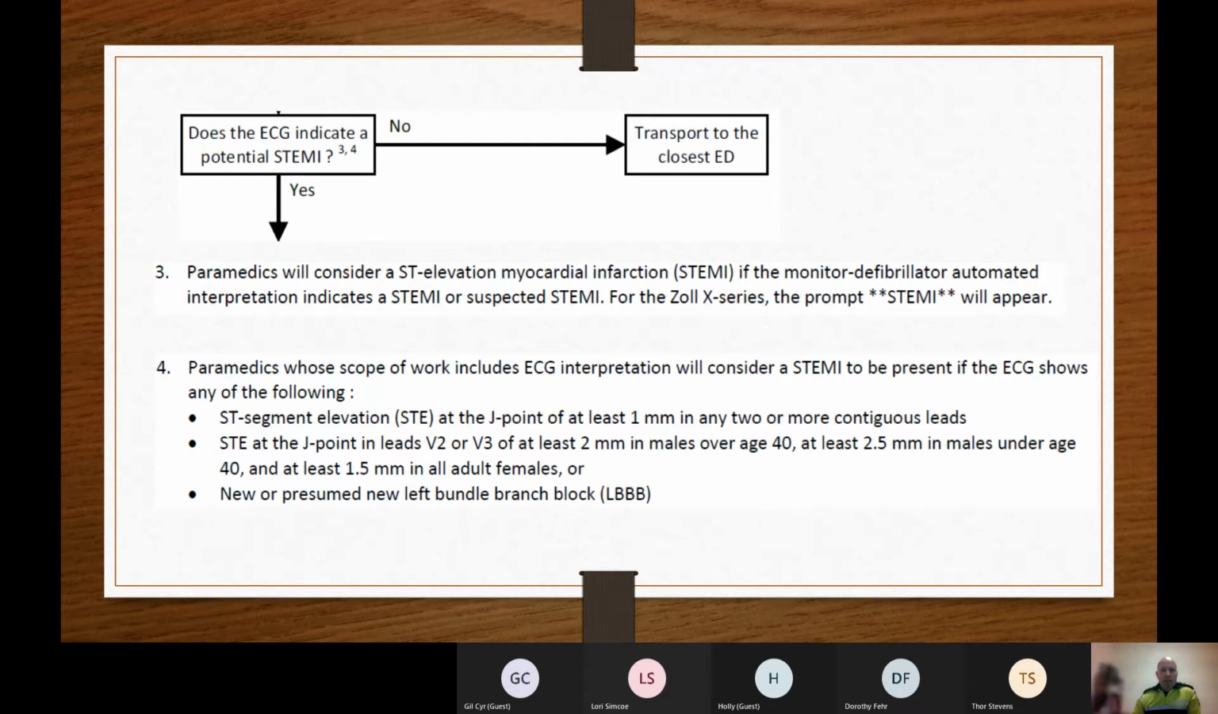If you see ST elevation at the J point in leads V2 or V3 of at least 2 millimeters in males over age 40, at least 2.5 millimeters in males under age 40, and at least 1.5 millimeters in all adult females.